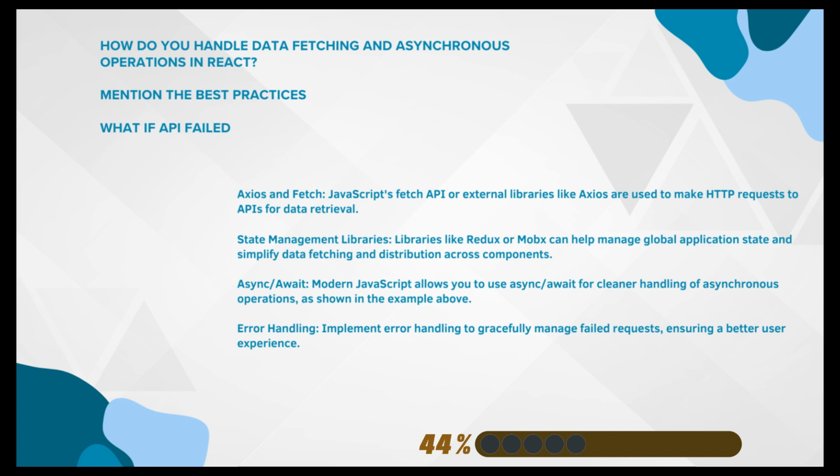Okay. So suppose your API fails, in that case, how will you handle it? We can have an error object and handle the error case in the error object.